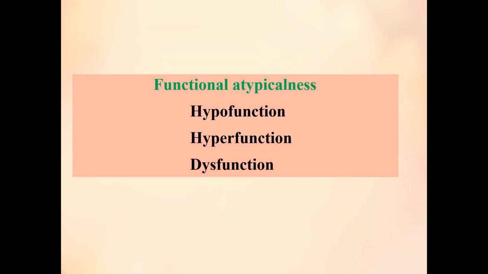Functional atypicalness of tumor tissue is characterized by decreased function of the blast-transformed cells, or its qualitative change, dysfunction, and sometimes increased function, hyperfunction. For example, in hemoblastosis, leukocytes cannot perform phagocytosis. In liver carcinoma, hepatocytes lose the ability to synthesize albumin. And in pheochromocytoma and insulinoma, the synthesis of the corresponding hormones, catecholamines and insulin, by the tumor cell increases.